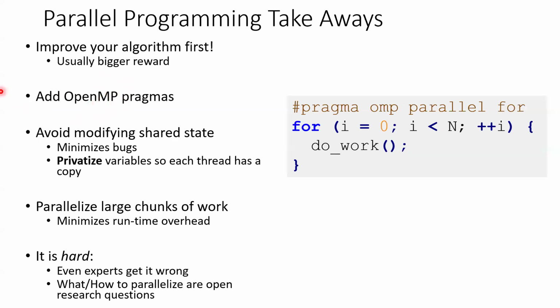Use the OpenMP pragmas because they are easy to disable and easy to add. Avoid modifying shared states, and this minimizes bugs. Prioritize having each thread keep a copy of your critical variables. Always parallelize larger chunks of work. That will get you more reward. And you'll have runtime overhead for making threads, so also try to avoid that. If your work is not big enough, don't do it.